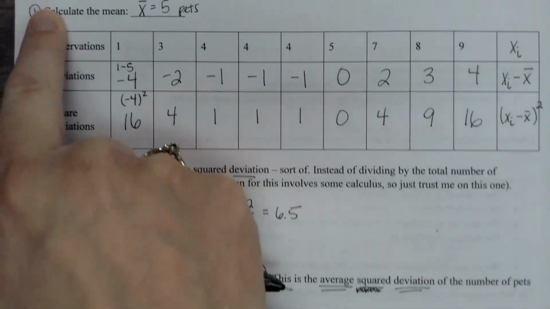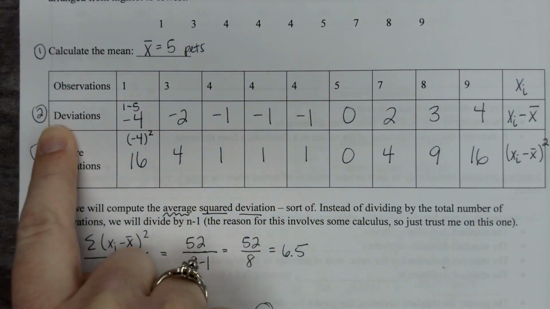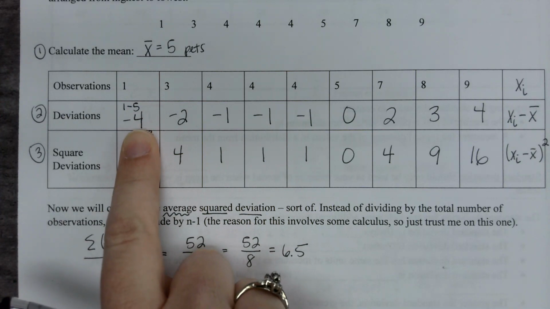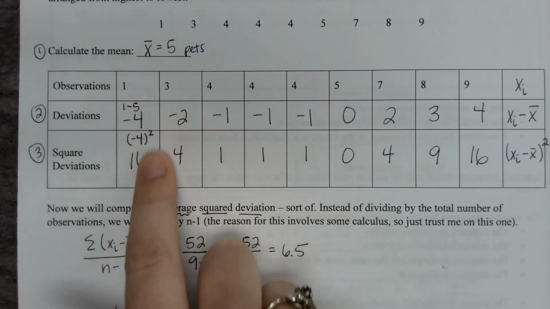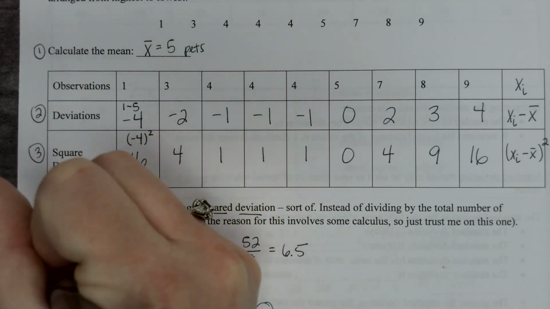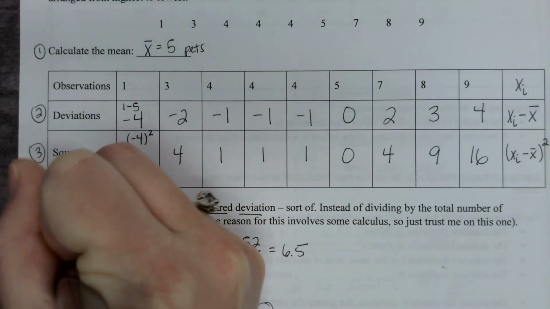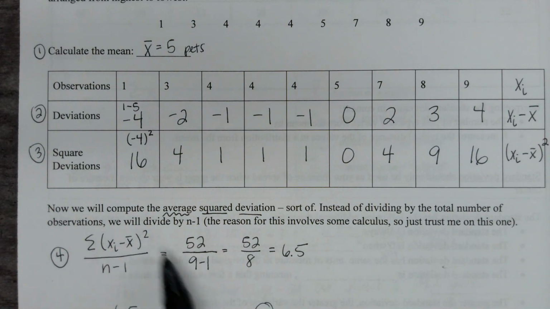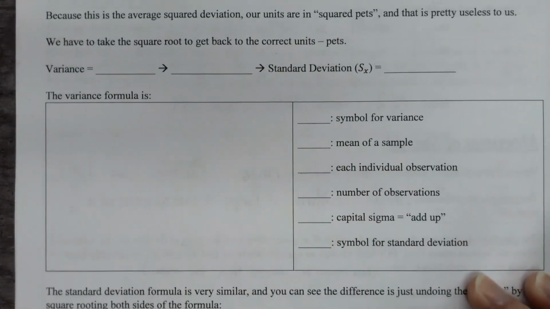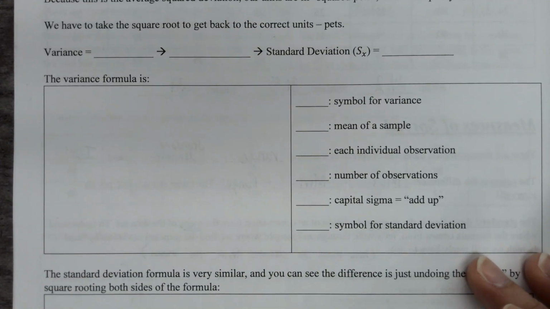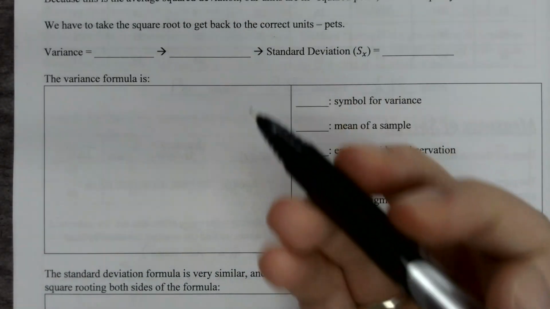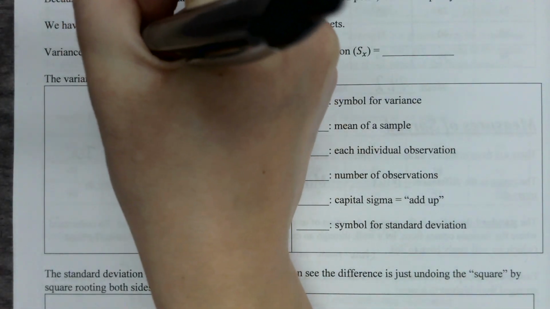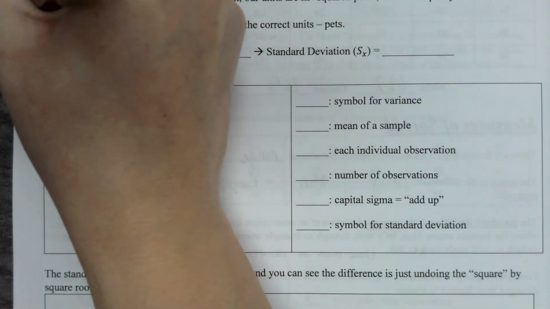So we have our first step, which is finding the mean. Second step, subtracting the mean from each observation, squaring it, and then calculating our variance, or our average squared deviation. And then the last step is to take our square root to get back to the correct unit of pets. So I'm going to take the square root, where our variance is 6.5. So it's our fifth and final step.